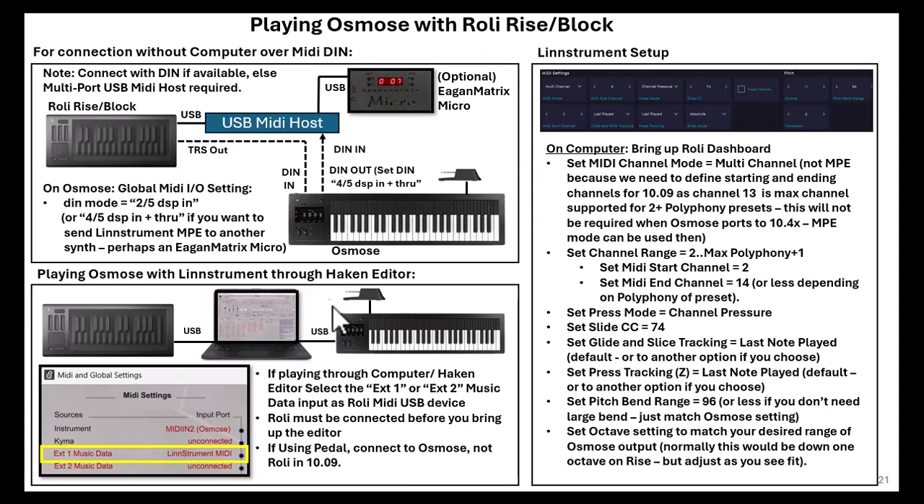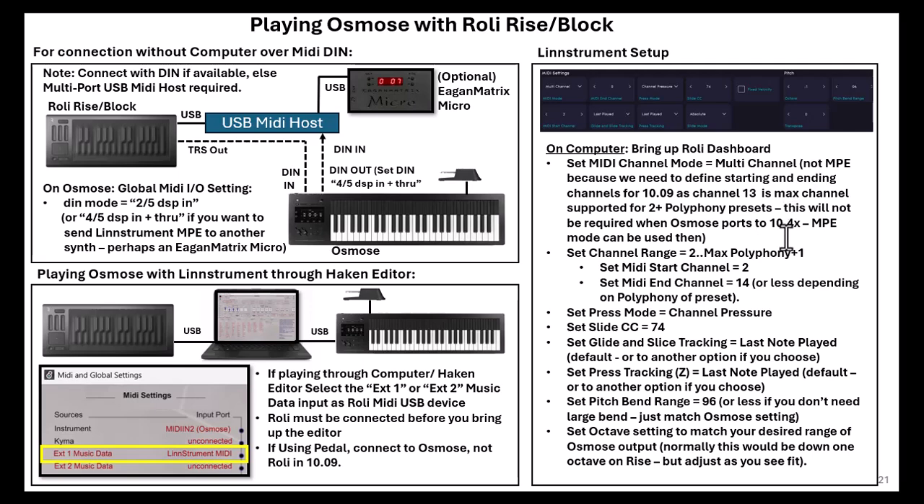Finally, you can do a similar thing with a Roli. Connect that up in a similar way if you want. The only thing about a Roli is that Roli, like Studio One, does not let you set an end channel for MPE right now. It will cycle through all your channels, and so you cannot use Roli in a 10.09 setup as MPE. For Roli, you'll set multi-channel mode.